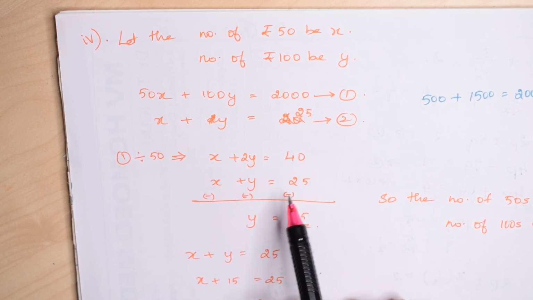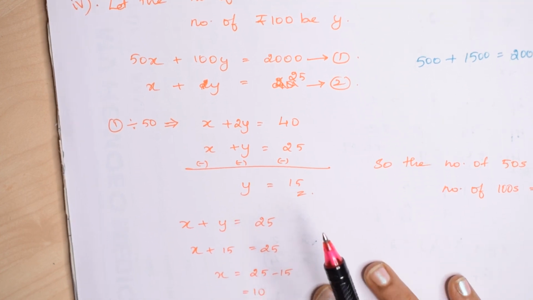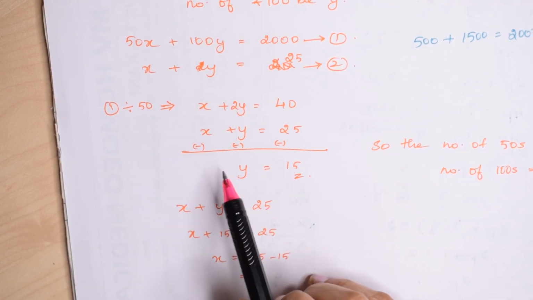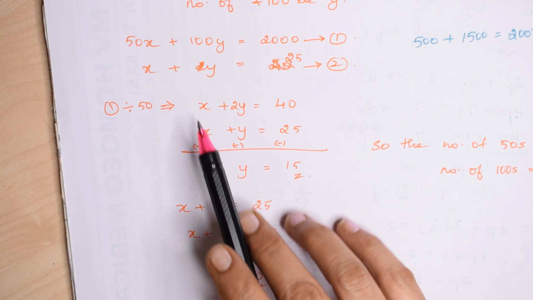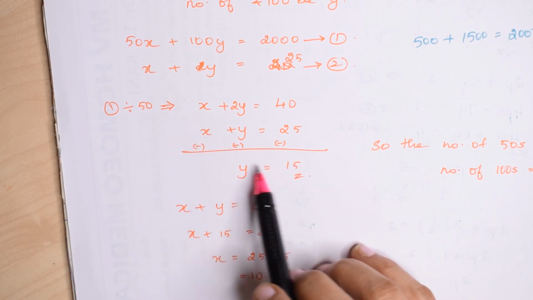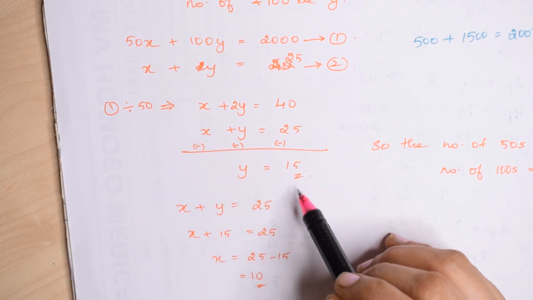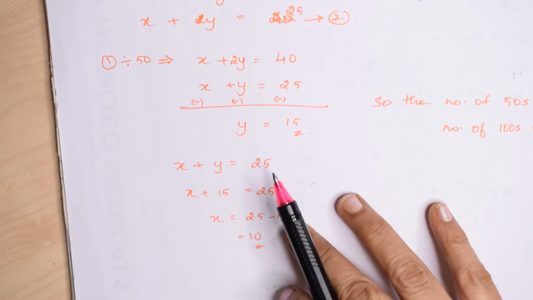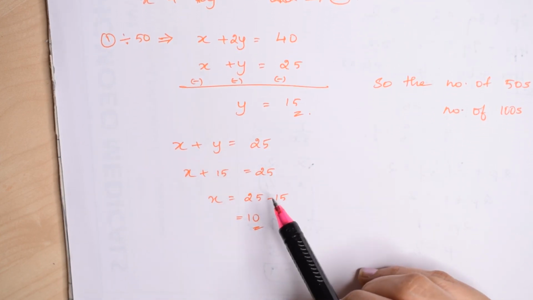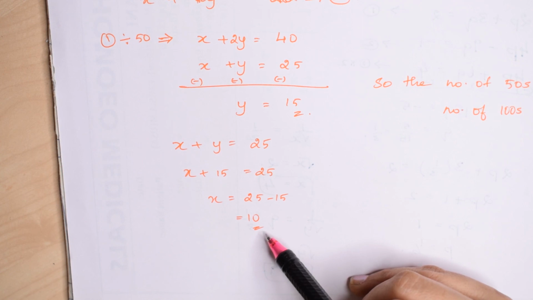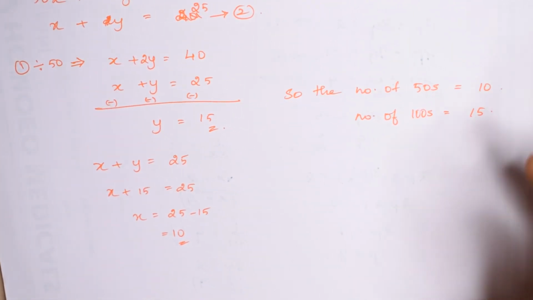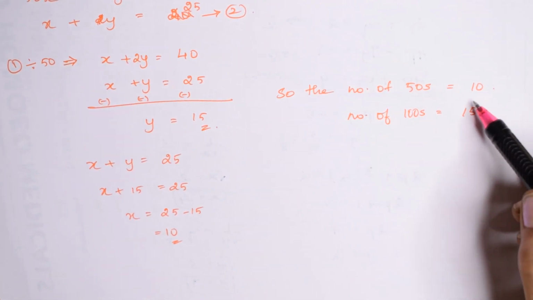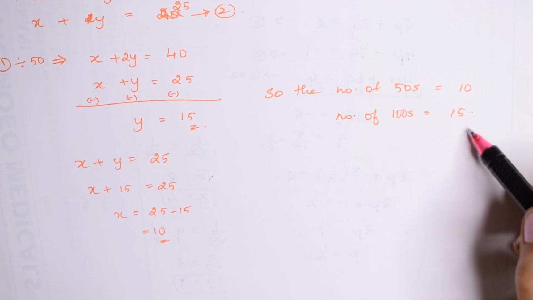Simple now, small numbers, right? The smaller the number, the easier the calculation is. So I simplify the first equation, and then I write the second equation. I am subtracting. When I subtract, I get y is equal to 15. I use this value of y is equal to 15 in the second equation, and I found x is equal to 10. So the number of 50s is equal to 10 and the number of 100s is equal to 15.